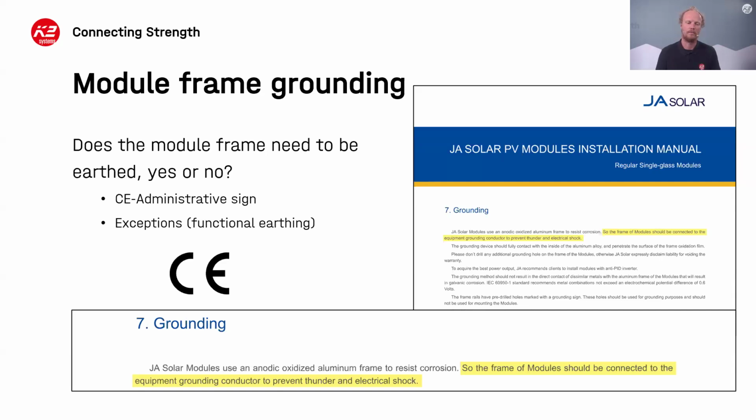However, there are exceptions for functional earthing, and this is when module manufacturers may themselves say, no, this product needs to be earthed, or there needs to be an equipotential connection. And here we have an example of a JA Solar module where they explicitly say that the module frame should be connected to the grounding conductor to prevent thunder or electrical shock. So with just these two, there is a little bit of conflicting information, but it goes even further when we look at some other aspects.